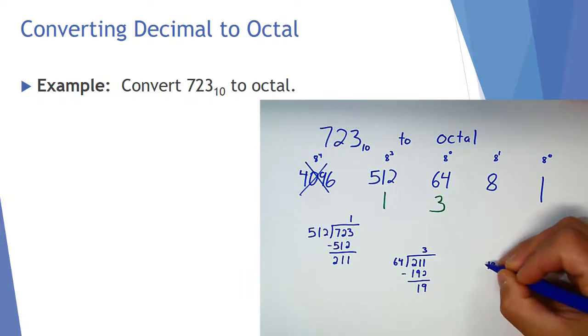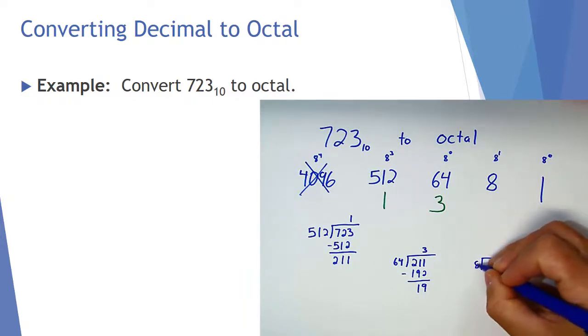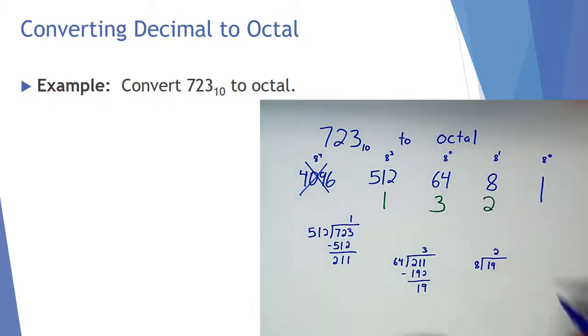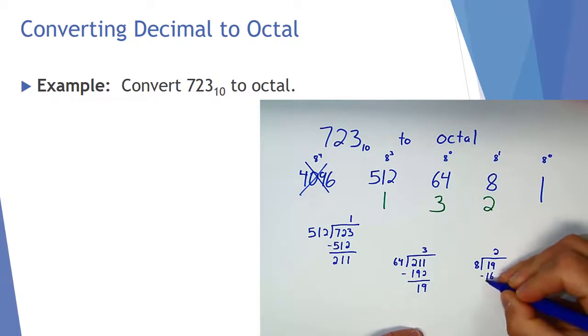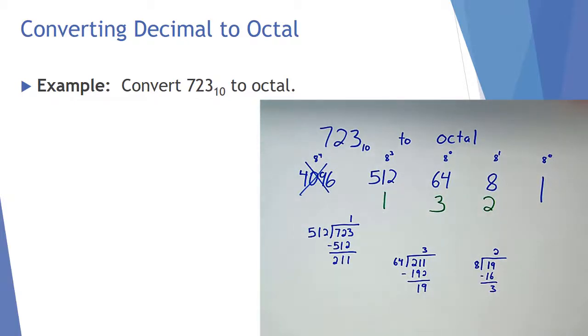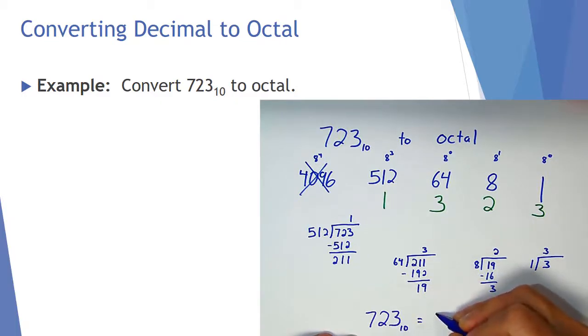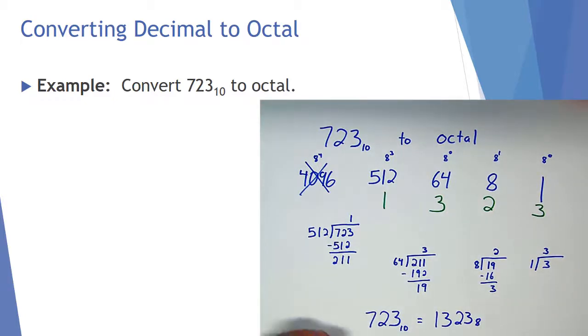Let's take 19 and divide it by 8. 8 fits into 19 2 times. There's our next digit. 2 times 8 is 16, and if we subtract, we're left with 3. And we don't really need to show it, but then if we take 3 and divide it by 1, we get 3, and that is our last digit. So apparently 723 with a base of 10 is the same as 1323 in a base of 8, and we're done.